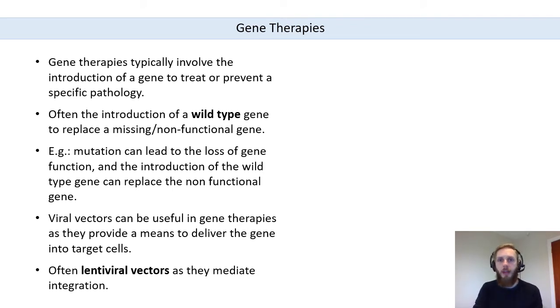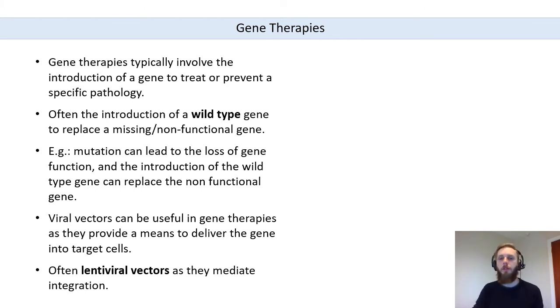Gene therapies are just any therapy that involves genetic manipulation of cells. Fundamentally, that's what it comes down to, right? We're using genetic approaches to manipulate cells in a therapeutic manner. So the ultimate goal is to have therapeutic benefit for patients. Now, often gene therapies will be used to counteract disorders that have a genetic component.